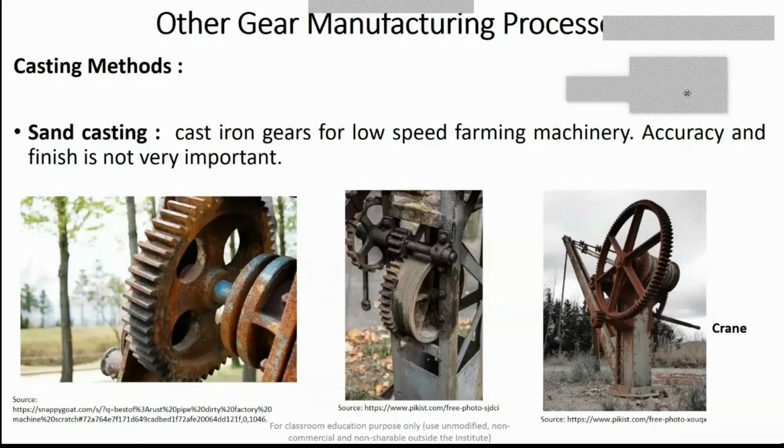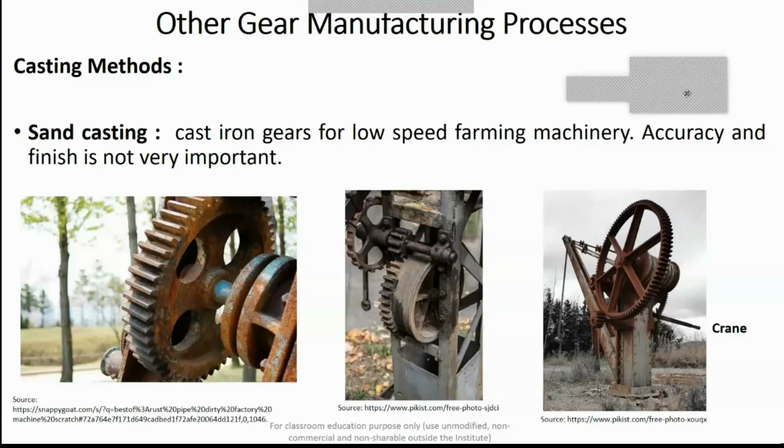And the simplest method is sand casting. I'm not going to explain sand casting in detail, but I can give a brief description. In sand casting, you have a mold cavity which is made up of sand and certain binders, and it is carried out in a flask which has two parts. One is the cope and the other is the drag, and there is a cavity of desired shape and size.